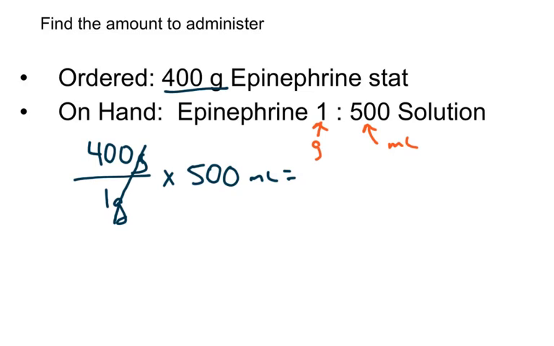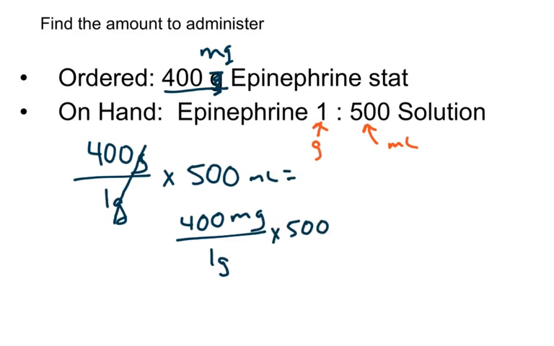Oh, hold on. 400. Oh, that one's not going to work because it's going to be too big. To be honest, what I think it's supposed to be is milligrams. Let's see. Let's change this one to milligrams. Let's try that. So if I did that, I'd have 400 milligrams over 1 gram times 500 milliliters.